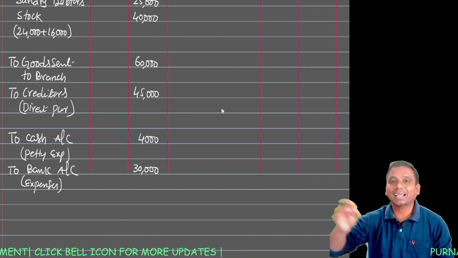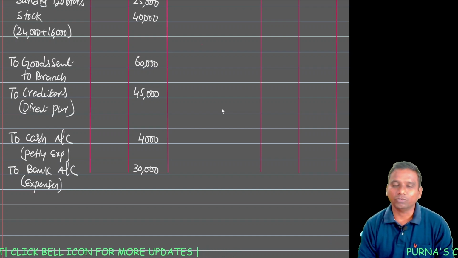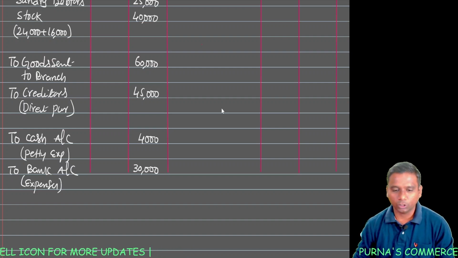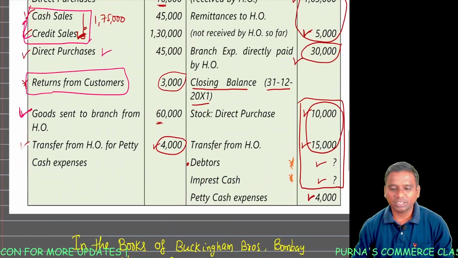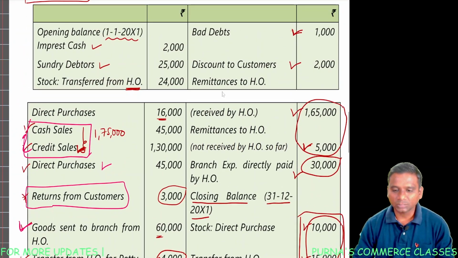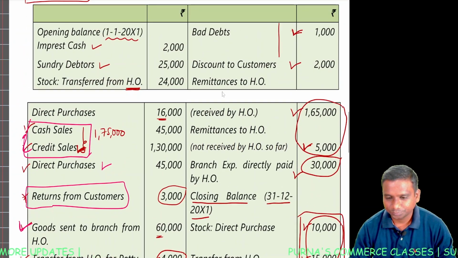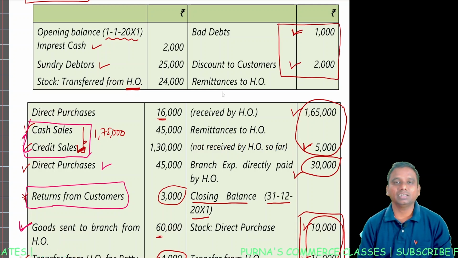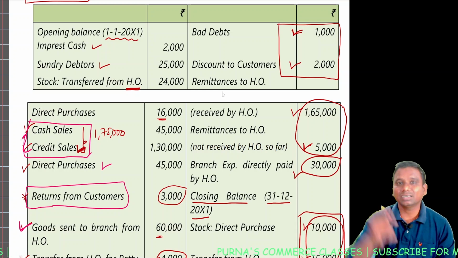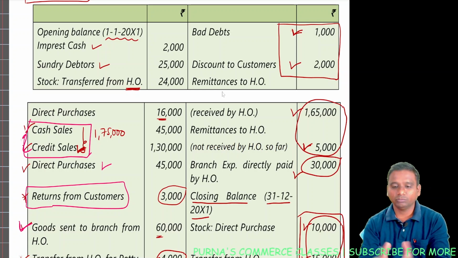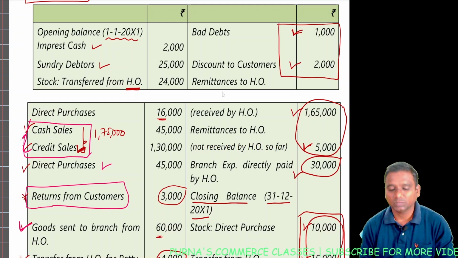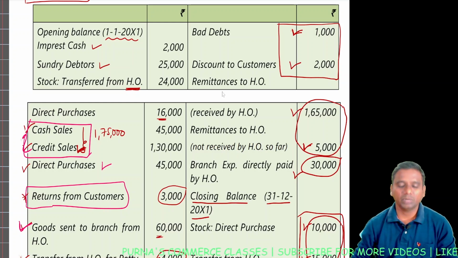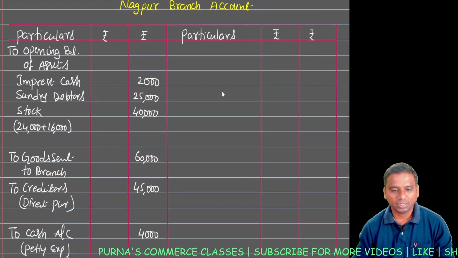Next one is what? Cash remitted by head office. Goods not returned, so next, cash remitted. Look, regarding bad debts and discount to customers, we will not record any entry in head office books, because in our transaction, we don't have this transaction. Yes or no? Yes. So next one is cash remitted by head office.